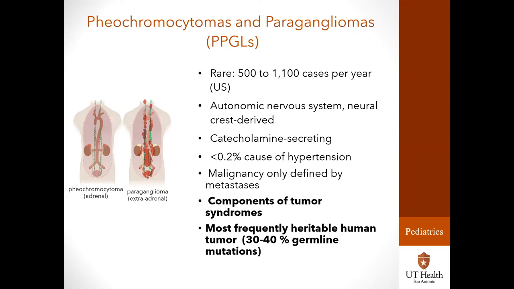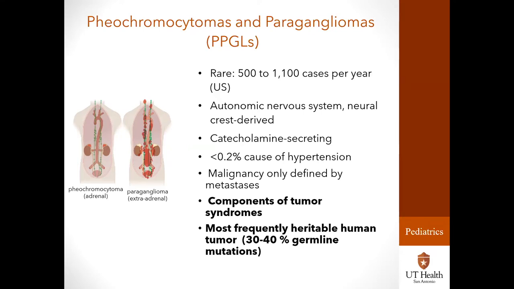As most of you know, pheochromocytoma is a term that we use for tumors that arise from the adrenal medulla, while paragangliomas are the tumors that arise from similar tissue found outside the adrenal gland. These are neural crest lineage cells of autonomic nervous origin. These tumors are rare. They produce catecholamines, adrenaline or epinephrine and norepinephrine, and are a very rare cause of hypertension.